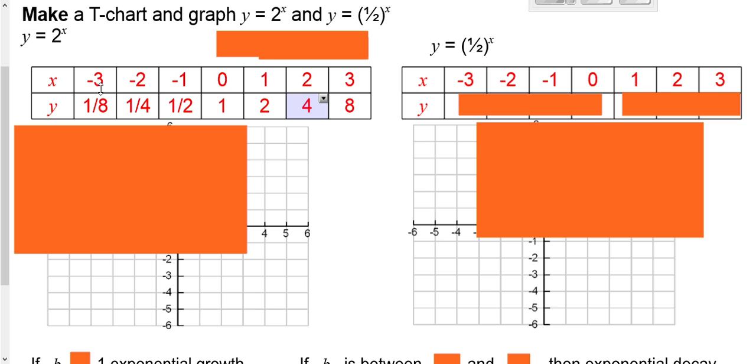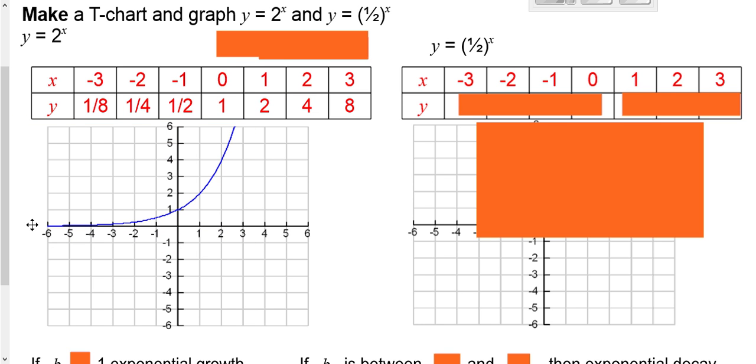When I do that, and now plot these points, 3 to the left, up an eighth, 2 to the left, up a fourth, 1 to the left, up a half, over 0, up 1, 1 to the right, up 2, and so on, and draw in a smooth curve connecting them, I get this blue shape right here. This is known as an exponential function.